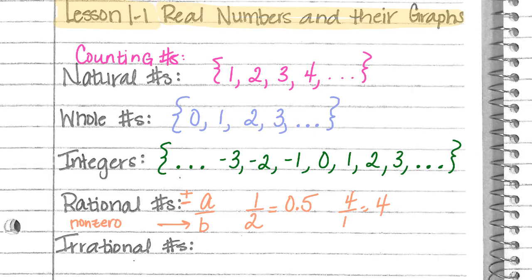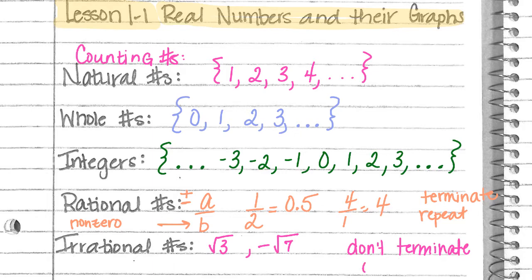And last but not least, let's talk about irrational numbers. These are those numbers when you put them into your calculator, you're going to get something that does not terminate and repeat. So let me go back to rational numbers. These terminate, which means they end, and they also repeat. Whereas irrational numbers don't terminate or repeat.